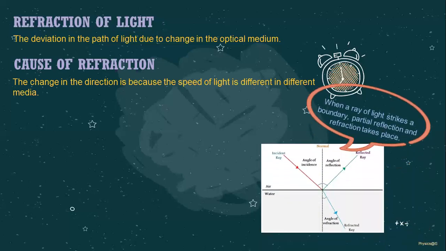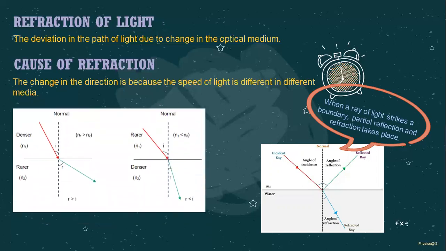We need to know that whenever a ray of light is incident on an interface, as you can see in this diagram, the interface is of air and water, a certain portion of light gets refracted and a certain portion gets reflected. We need to understand here that the portion of light which gets reflected is very less than the portion of light which gets refracted. The bottom line is that 100% of the ray does not get refracted. Some part gets reflected back in the same medium, which we call partial reflection.